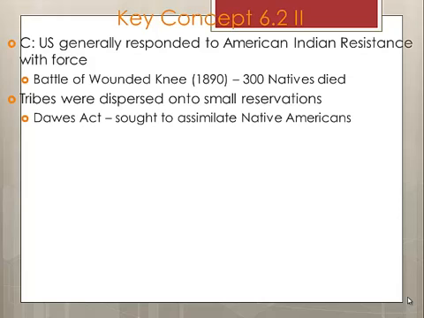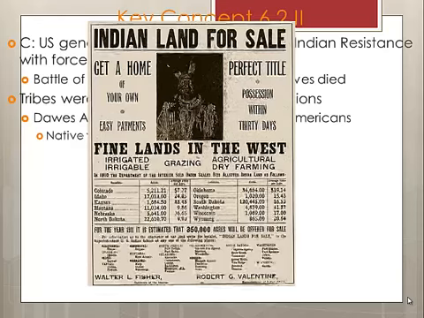You see the Dawes Act, which sought to assimilate or Americanize Native Americans. Native American tribes were dissolved, and it was focused more on individual families as opposed to an entire tribe. And they would sell this land. There would be lots of Native American land, and they would sell it to white settlers moving out west.